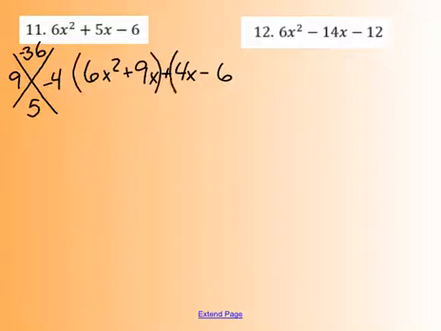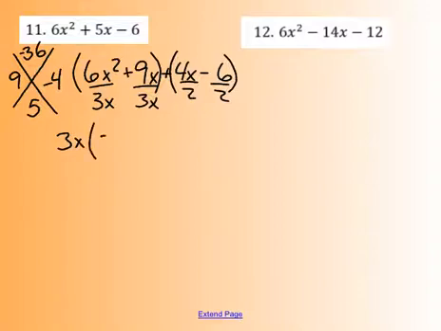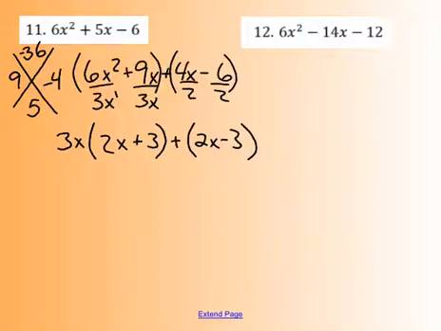This one's not too bad for grouping. This is going to be 3x, 3x, 2, 2, 3x. 6 divided by 3 is 2. I got 1x left over, plus 3, plus 2x, minus 3. Uh-oh. What did I do wrong?